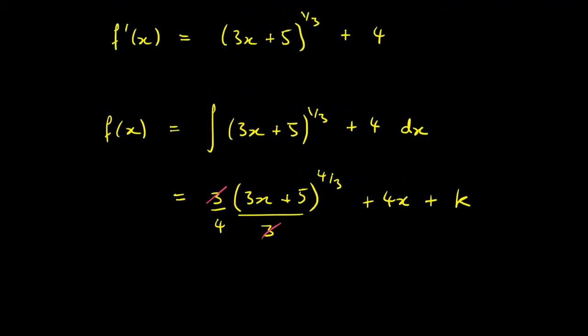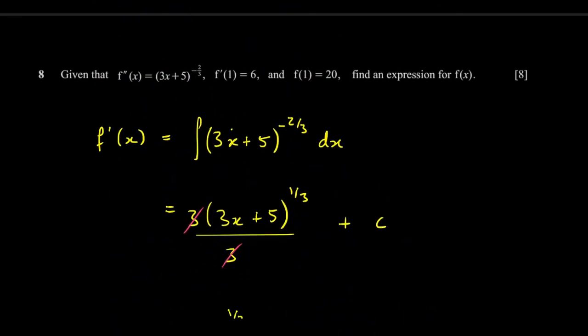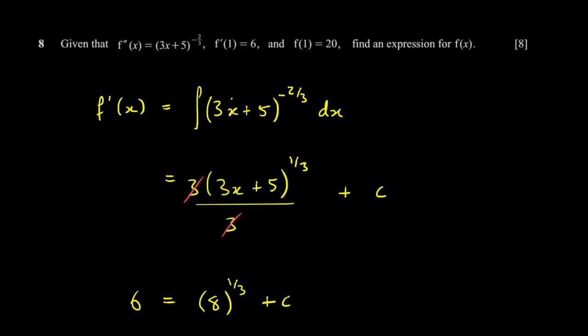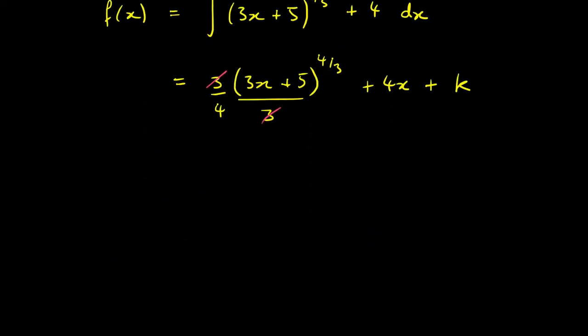because again, I've got an indefinite integral. Now if I go back up to the question, I am told that f of 1 is equal to 20. So what does that mean? If I substitute 1 into the function, I'm going to get 20. So let's do that. So I get 20 is equal to a quarter of 3 times 1, which is 3, plus 5 is 8, to the power of 4/3, plus 4 times 1, which is 4, plus k.